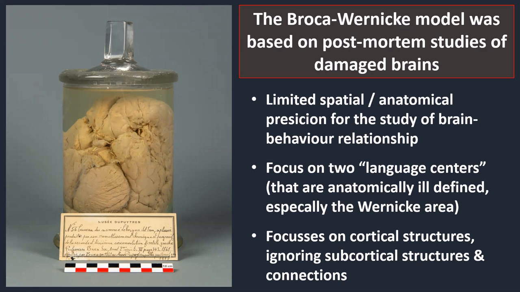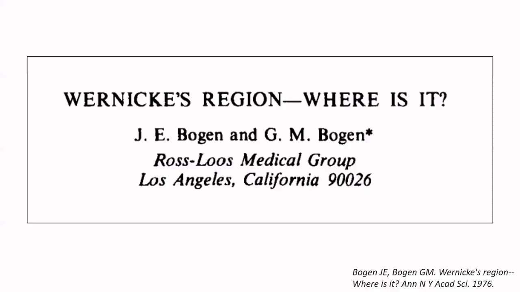First of all, the precision is quite limited when it comes to the study of brain-behavior relationship. In this model, the focus was mainly on two language centers, but these were, and we will see this, not that well defined, especially the Wernicke area. And the model also focused tremendously on defects in cortical structures, but it ignored subcortical structures and the connections between these structures.